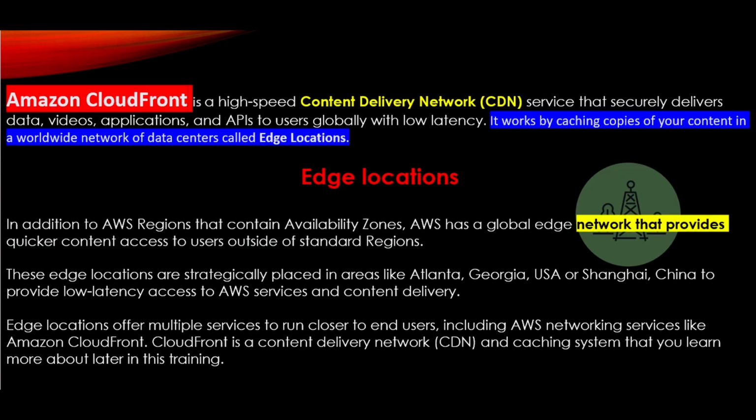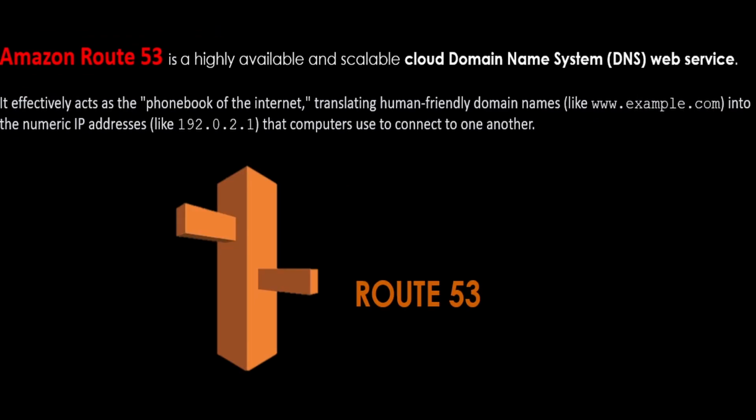CloudFront uses edge locations, which are part of our worldwide Amazon Global Edge Network. These edge locations are actually separate from regions and are specifically designed to accelerate content delivery. Edge locations host other AWS services like AWS Global Accelerator and Amazon Route 53. Route 53 is a domain name system, or DNS, that routes end users to internet applications. Essentially, it converts human-readable URLs to machine-readable IP addresses.